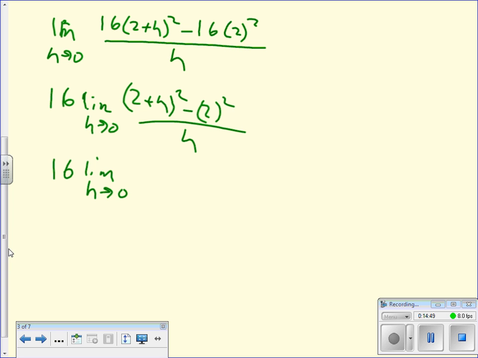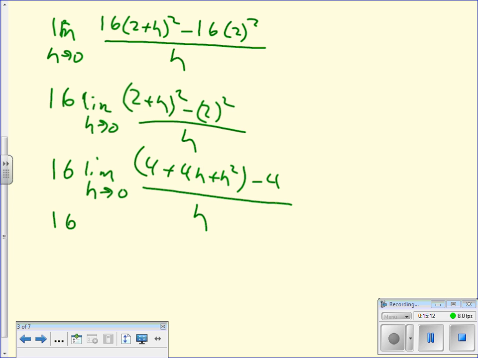16 times the limit as h approaches 0 of 2 plus h squared. That's 4 plus 4h plus h squared minus 4 all over h, which is 16 times the limit as h approaches 0. What happens to my 4's? Bye-bye. 4 minus 4, nada. 4h plus h squared all over h.